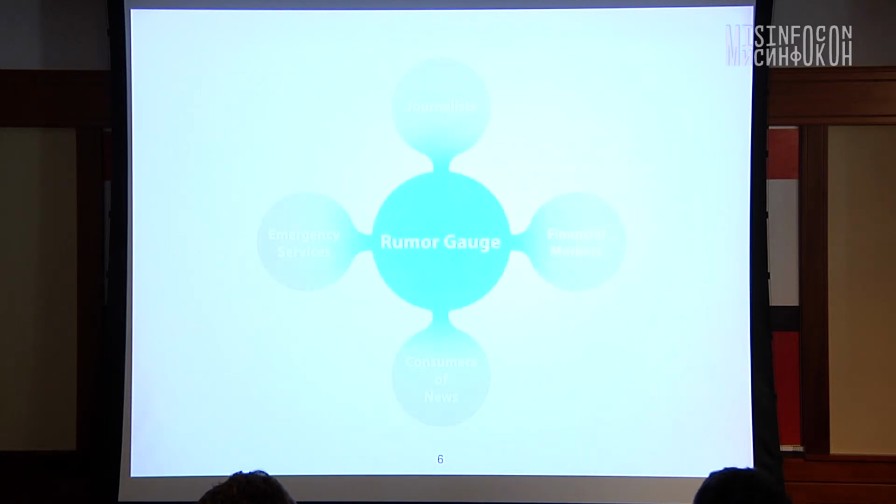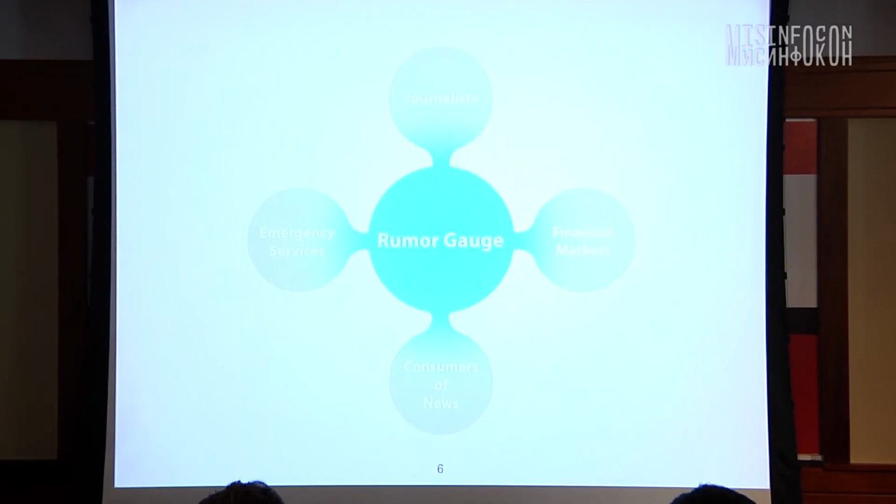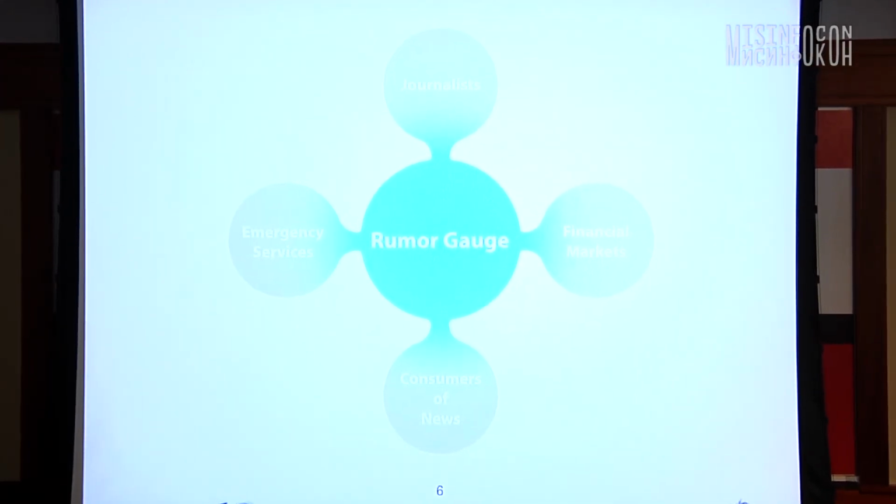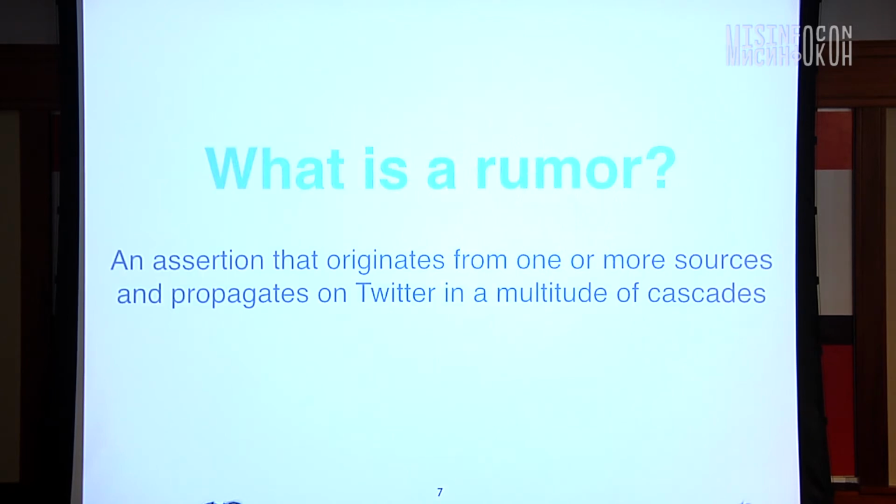So that's what I set out to work on, and I was interested in, you can't really see the text here, but I was really interested in 4 target groups. I wanted my tool to be useful for journalists, for emergency services, financial markets, for financial rumors, and of course, consumers of news. I myself, I was just a consumer of the news during the events of the Boston bombings, and I just wanted something that would let me know whether what I'm reading is true or false.